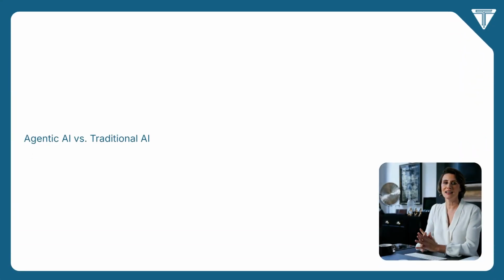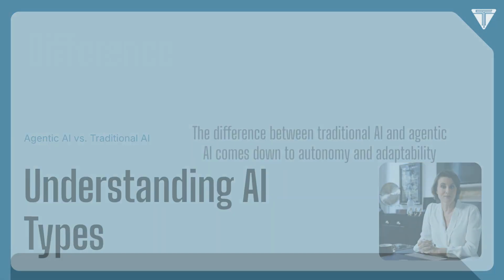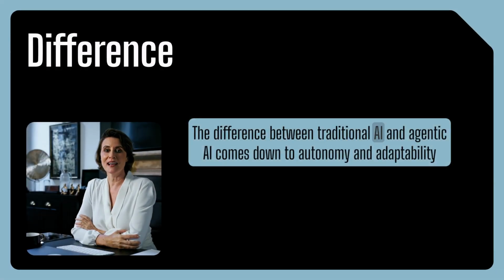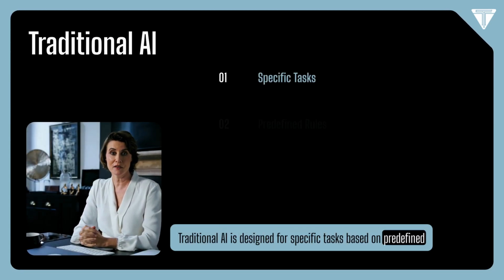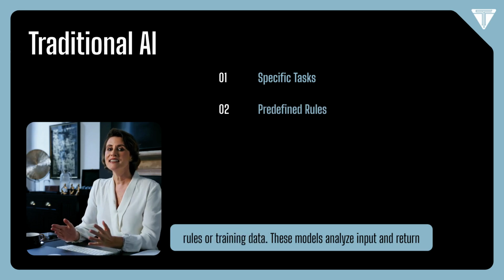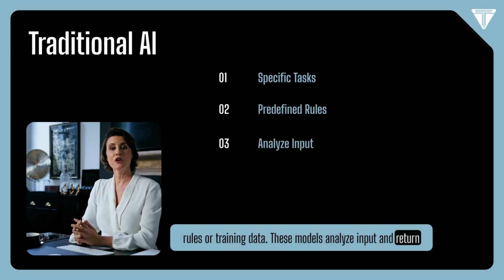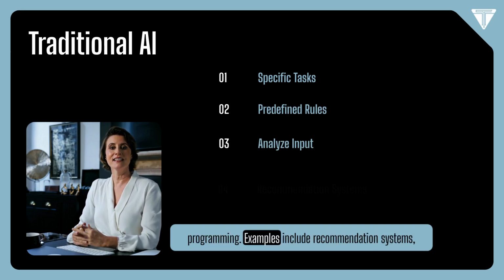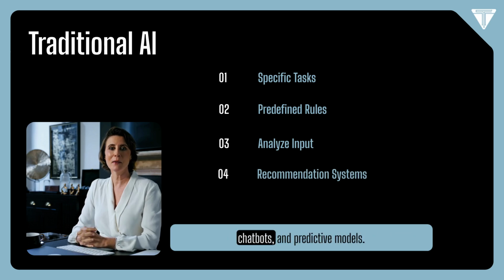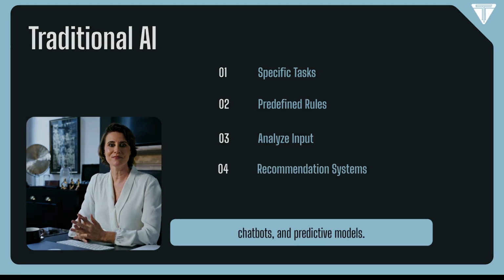Agentic AI versus traditional AI. The difference between traditional AI and agentic AI comes down to autonomy and adaptability. Traditional AI is designed for specific tasks based on predefined rules or training data. These models analyze input and return outputs, but don't make independent decisions beyond their programming. Examples include recommendation systems, chatbots, and predictive models.